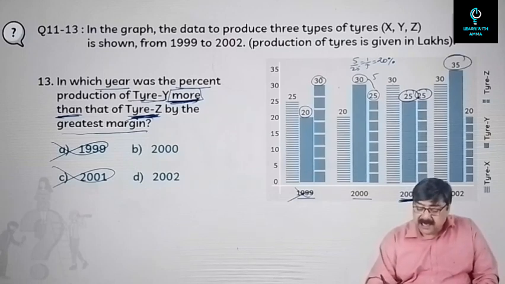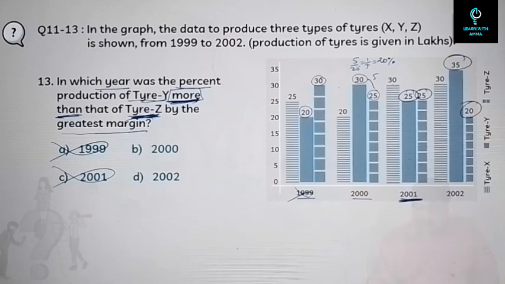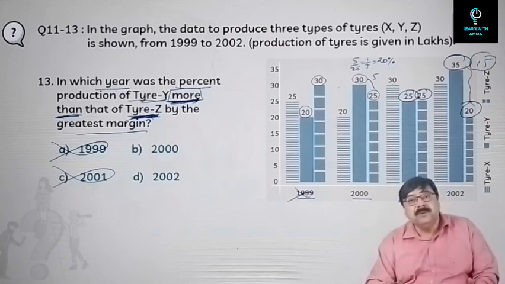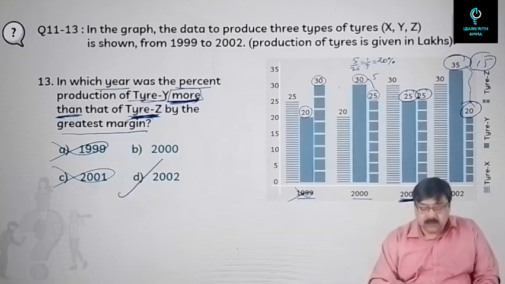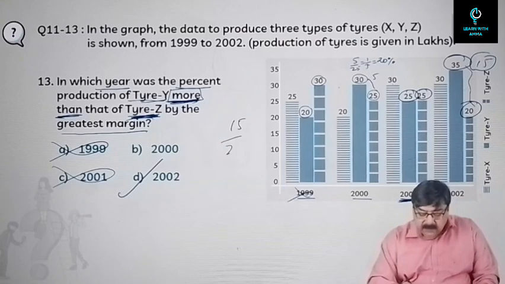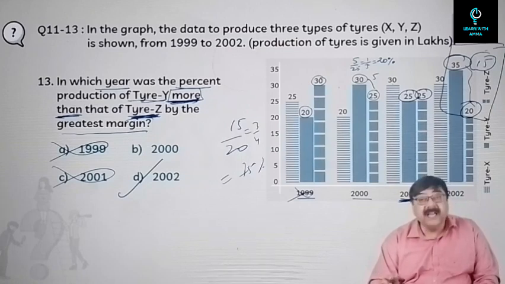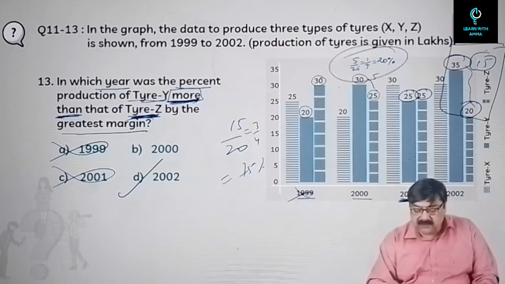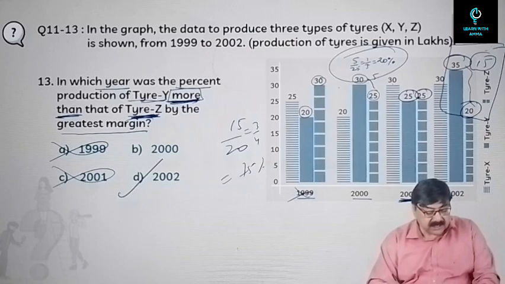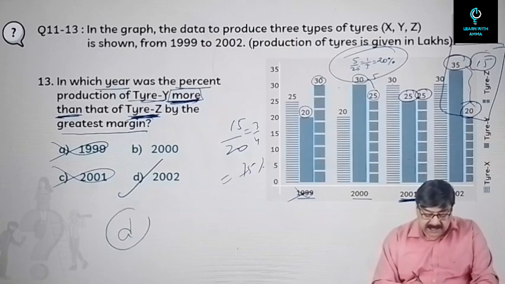Whereas it can clearly be seen here that the difference between 35 and 20 is 15. In fact, this can be solved just by observation. So 2002 should be the correct answer here because the difference here is going to be 15 by 20, which is 3 by 4, that is 75%. Anyhow, just by looking at this margin, we can answer the question. There is no need for us to even do this calculation. So choice D here should be the correct answer.